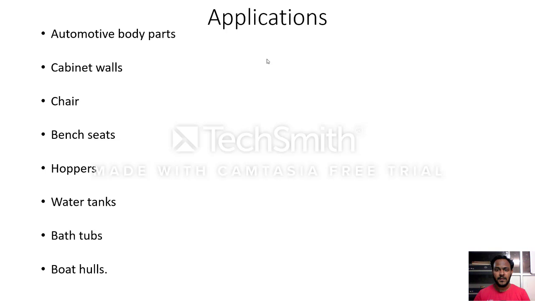Now coming back to the applications. This resin transfer molding is used for making complex parts. Complex body parts can be manufactured by this resin transfer molding. What are the products that can be manufactured? You can manufacture automotive body parts, cabinet walls, chairs, bench seats, hoppers, water tanks, bathtubs, and boat hulls. Diverse products can be manufactured by this resin transfer molding process.